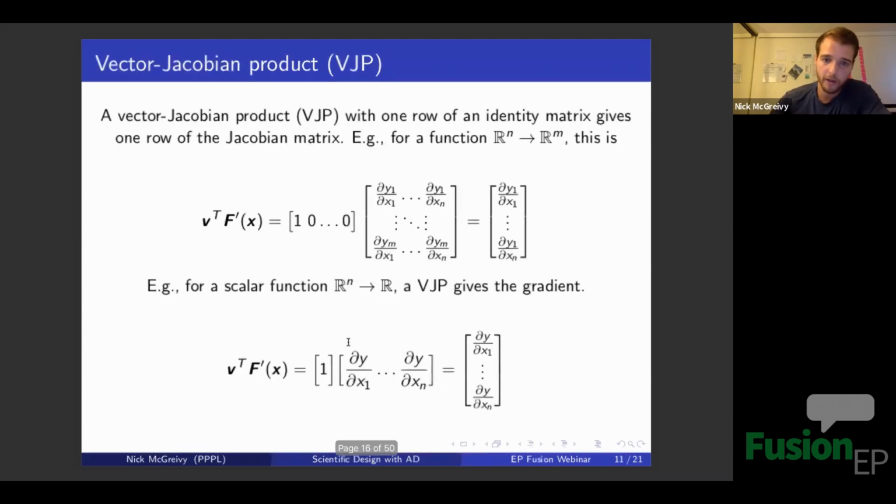The way to go is a vector Jacobian product, where you multiply on the left. This gives you 1 row of the Jacobian matrix, transposed. For a scalar function, like in an optimization, this VJP gives you the gradient, which is the Jacobian transposed. So VJPs are really nice for computing functions from R^n to R.